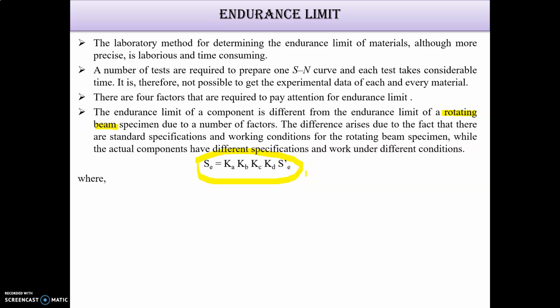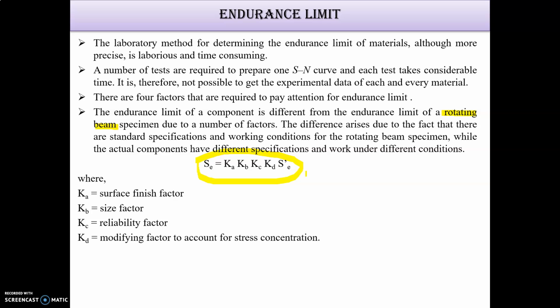Now what are these terms? So Ka is a surface finish factor, which is the first factor which we are considering out of four. Second is the size factor, which is also a major factor in endurance limit. Then reliability factor, then modifying factor to account for stress concentration. These are the four factors which we are considering.